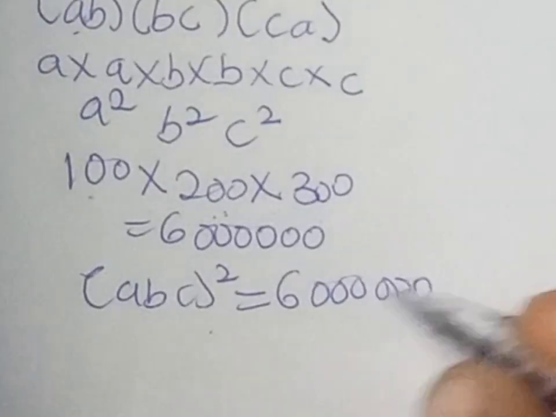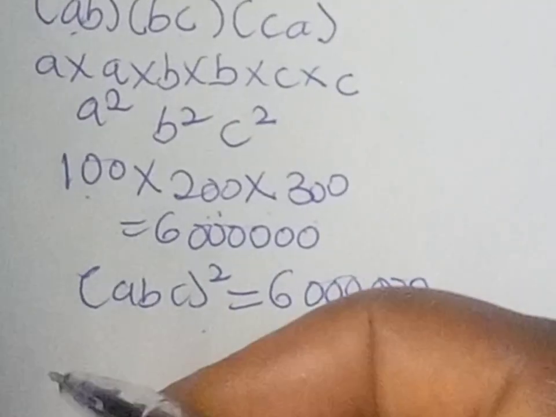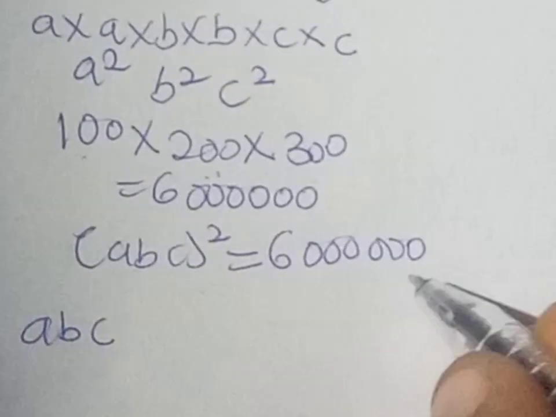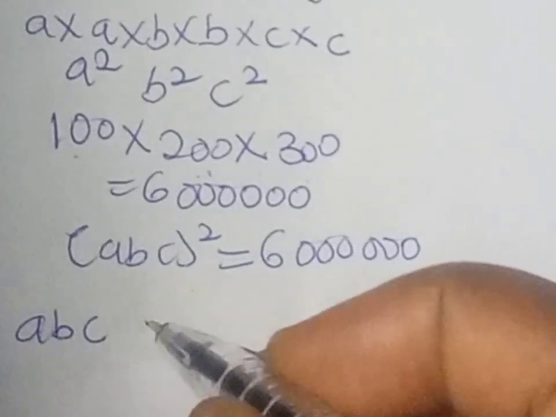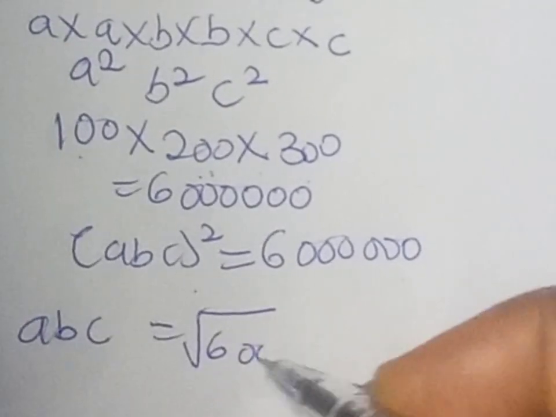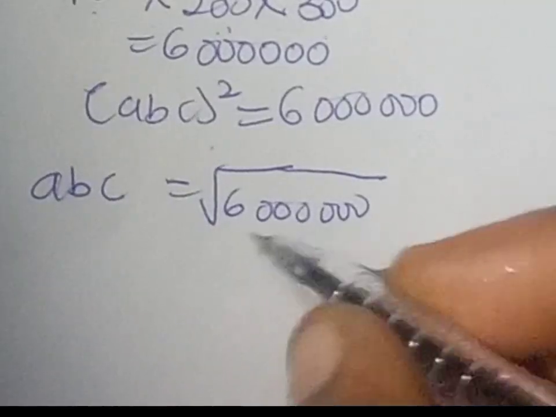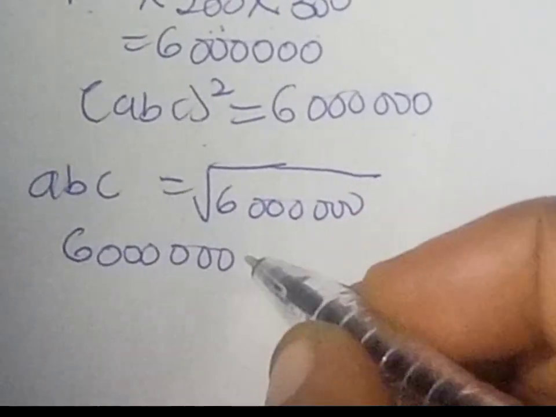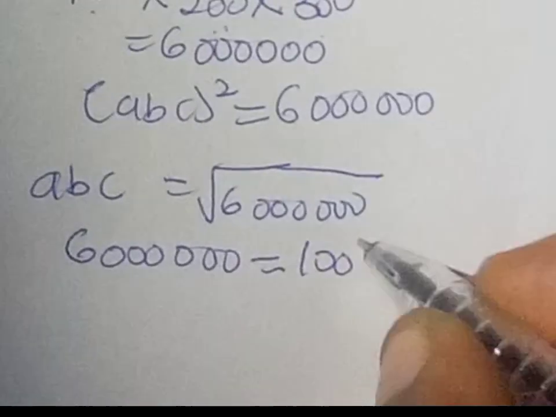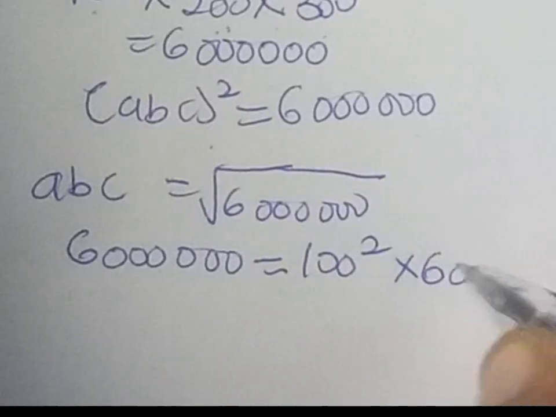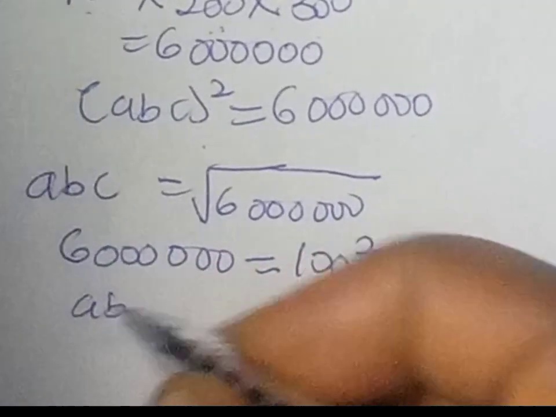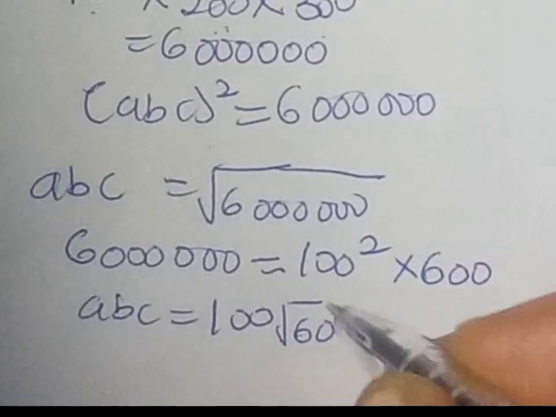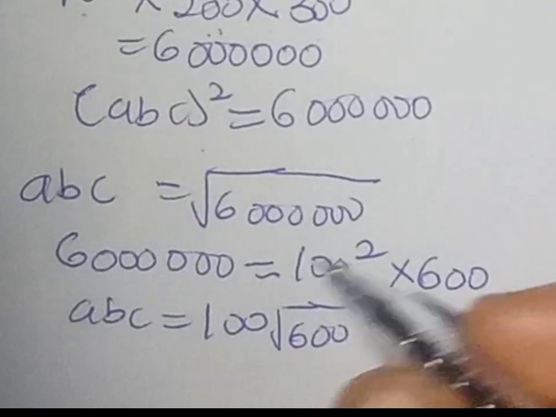Now let's find our ABC. To find our ABC, we shall be taking the square root of 6 million. So our ABC equals the square root of 6 million. Let's break the 6 million apart. So 6 million equals 100 squared multiplied by 600. So our ABC will give us what? 100 root 600.